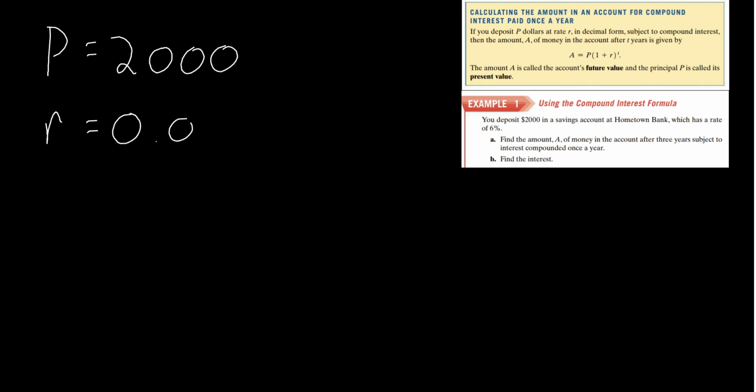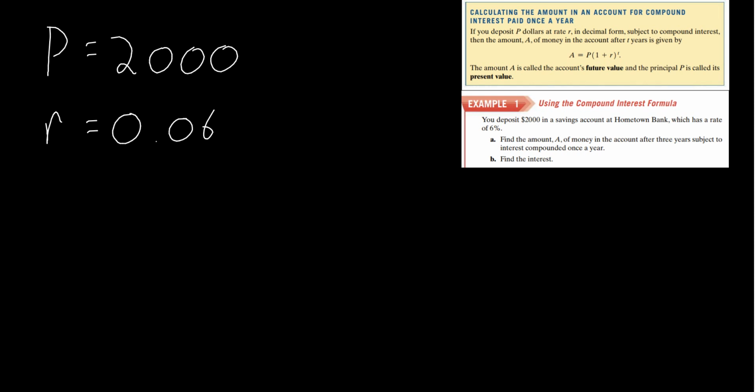So using that, let's jump straight into example one. Example one reads, you deposit $2,000 in a savings account at Hometown Bank, which has a rate of 6%. Okay, so right away we are told what P is. We are depositing $2,000. All right. We are told it has a rate of 6%. All right, in decimal form, right. So we're going to put 0.06. That's all that the opening part states.